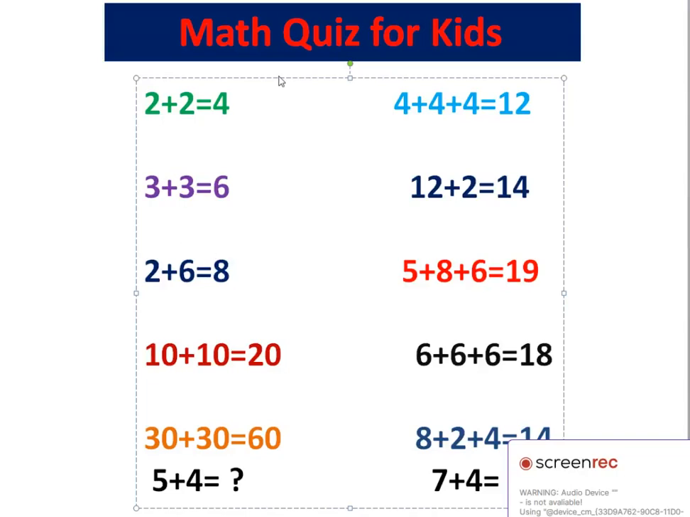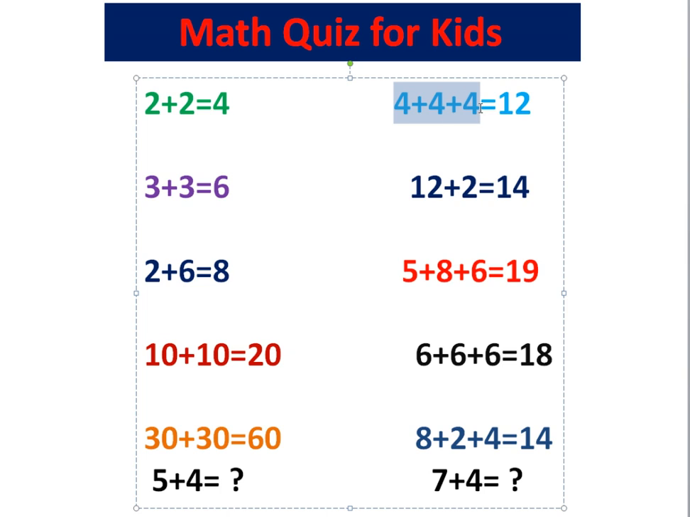Today we will solve math questions for kids. Question number 1. 2 plus 2 is equal to 4. Question number 2. 4 plus 4 plus 4 is equal to 12. Question number 3. 3 plus 3 is equal to 6.